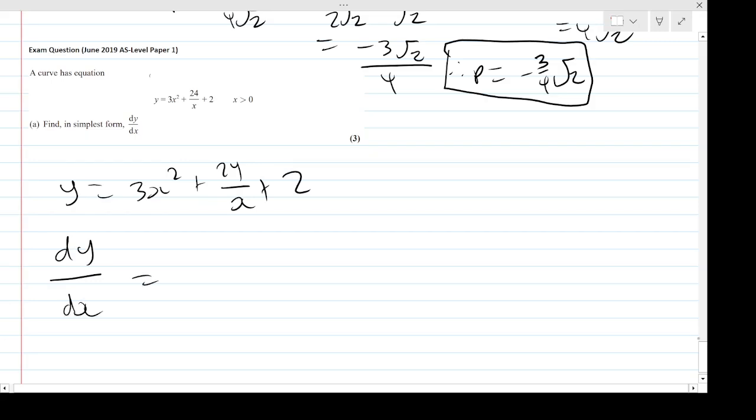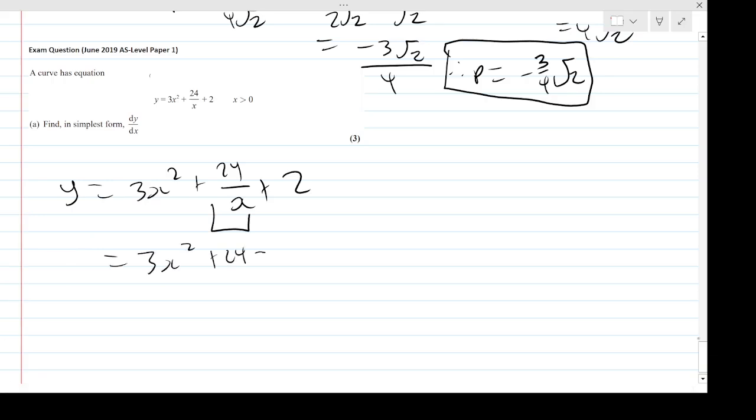Well, before we do that, we actually need to simplify the middle term here, the fraction, because I need it as x to the power of n, not 1 over x to the power of n, right? And no fractions, just x's as powers. Well, I can rewrite this, right? So before I differentiate, I can rewrite this as 3x squared, then 24 of x to the minus 1, add 2.